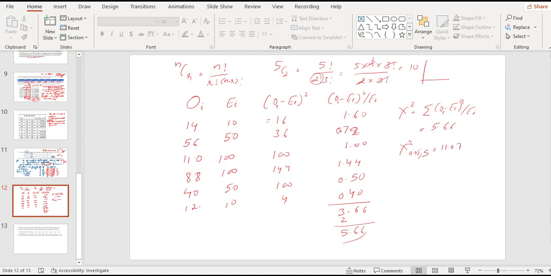So it means that the calculated value falls in the region of acceptance. Okay, so it means null hypothesis accepted. So null hypothesis accepted, it means that the boys and girls are equally probable.